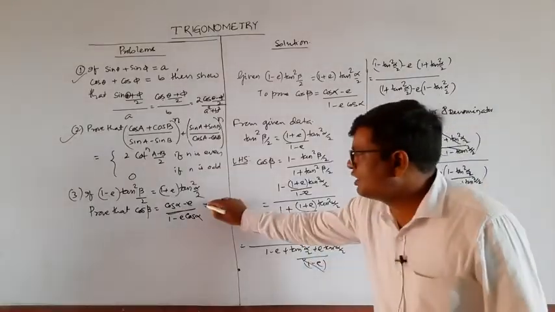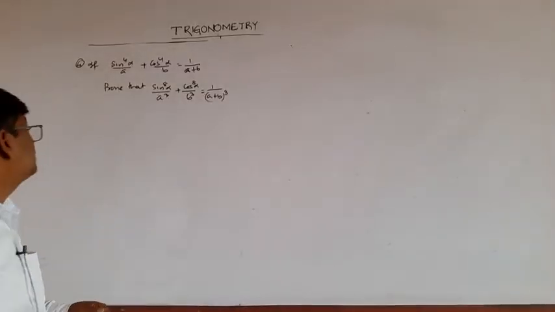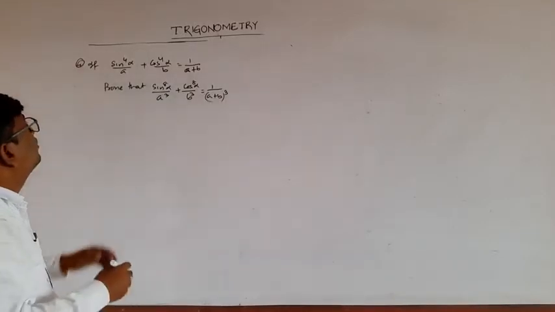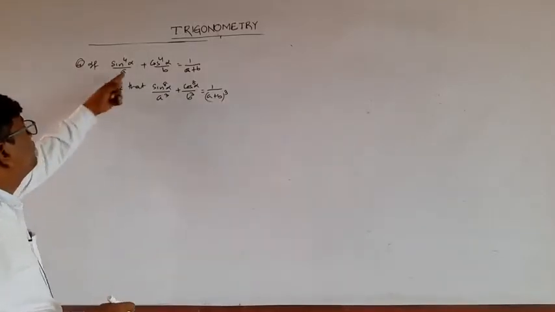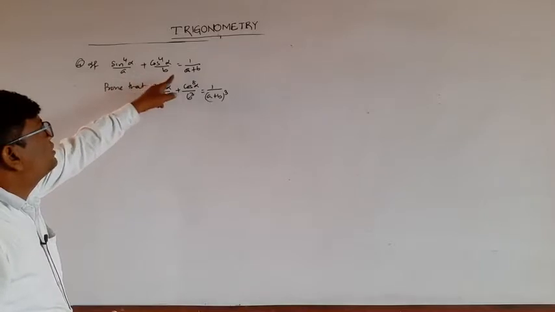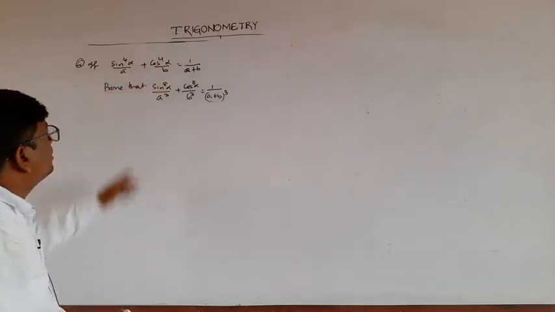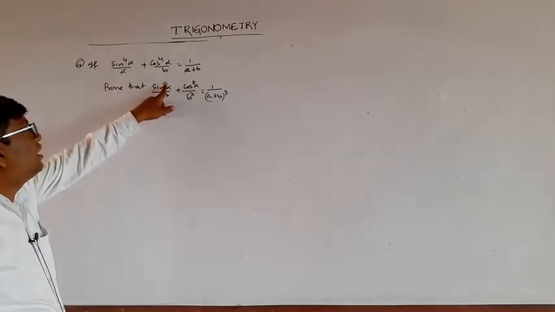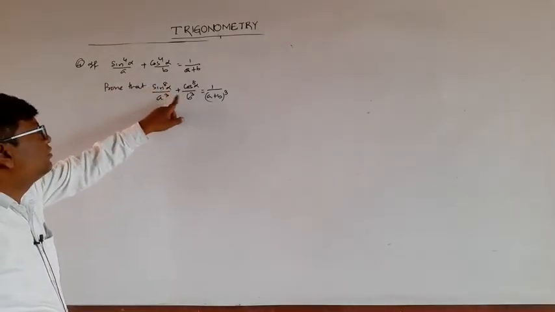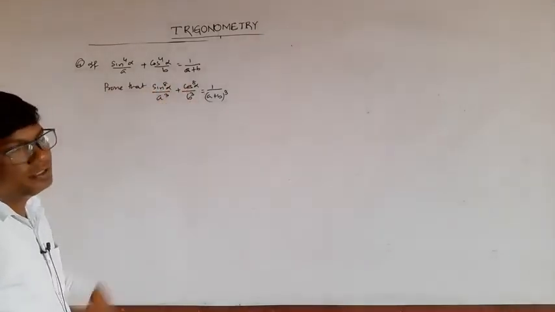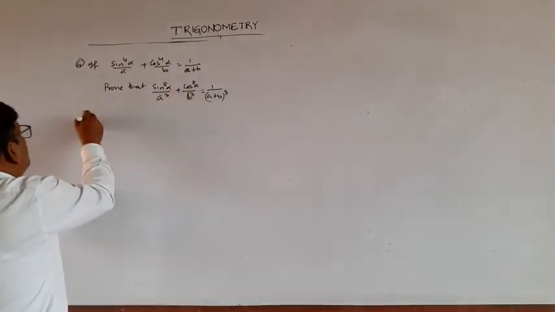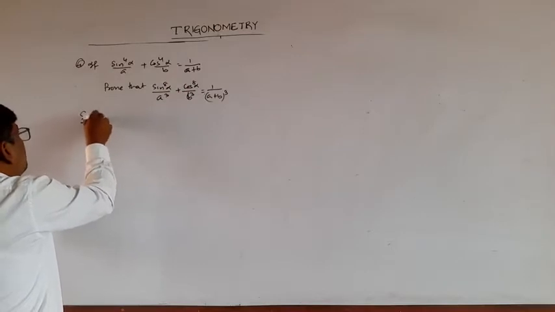Cos alpha minus e divided by 1 minus e cos alpha. Now another question, suppose this is question number 4. If sin to the 4th alpha by a plus cos to the 4th alpha by b is equal to 1 by (a plus b), then prove that sin to the power 8 alpha by a cube plus cos to the power 8 alpha by b cube is equal to 1 by (a plus b) whole cube. Solution, that is proof.